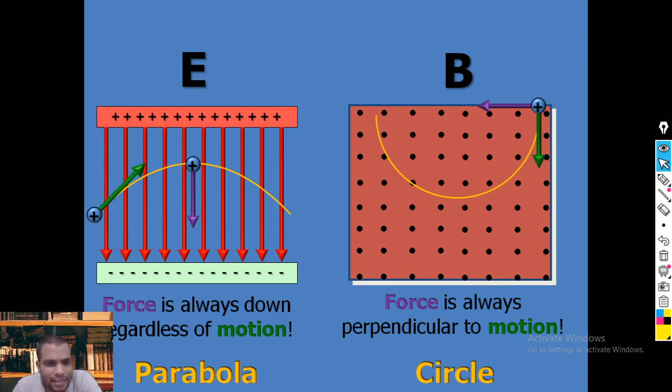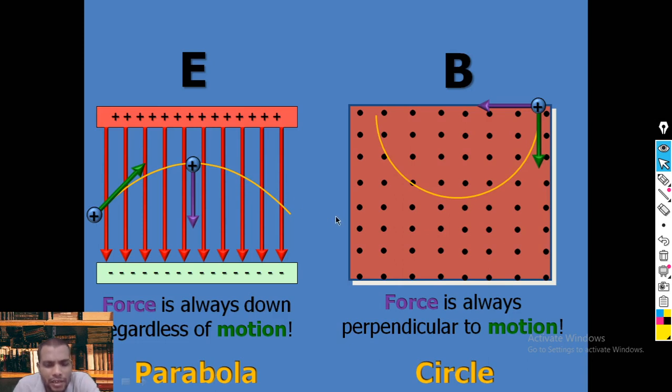When it comes to an electric field, suppose a positive charge is moving in an electric field. In this case also there is a force, and that force always acts in the downward direction on the charged particle because of the repulsive force, and the path of the charged particle in an electric field, especially for a positive charge, is a parabolic path.